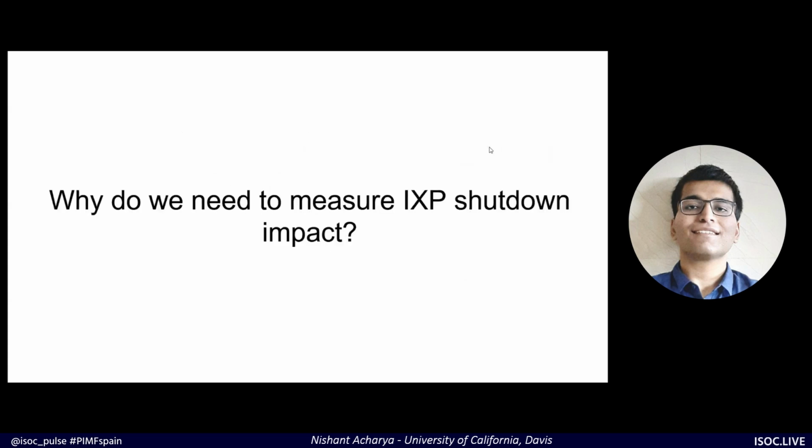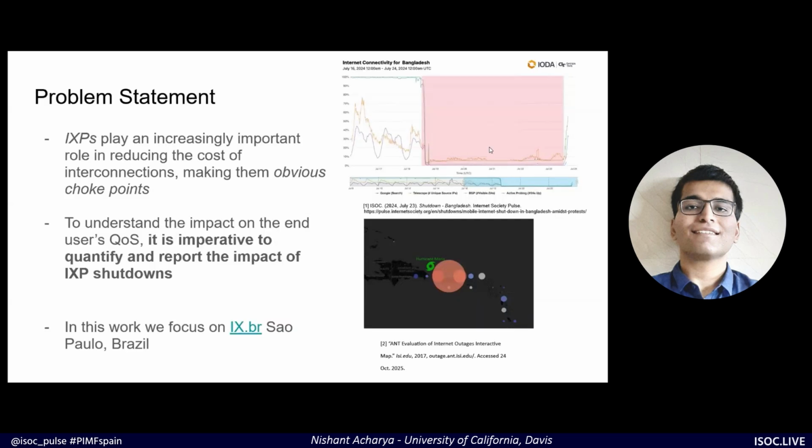So, why do we need to measure the impact of an IXP shutdown? Seems like a very weird question. A lot of people have done IXP centrality work. IXPs play a key role in reducing the cost of interconnections, and given the frequency and intensity of recent internet shutdowns, as can be seen from the images related to the 2024 Bangladesh shutdown and the Hurricane Maria shutdown, we can see that IXPs play an important role in determining the connectivity standards.